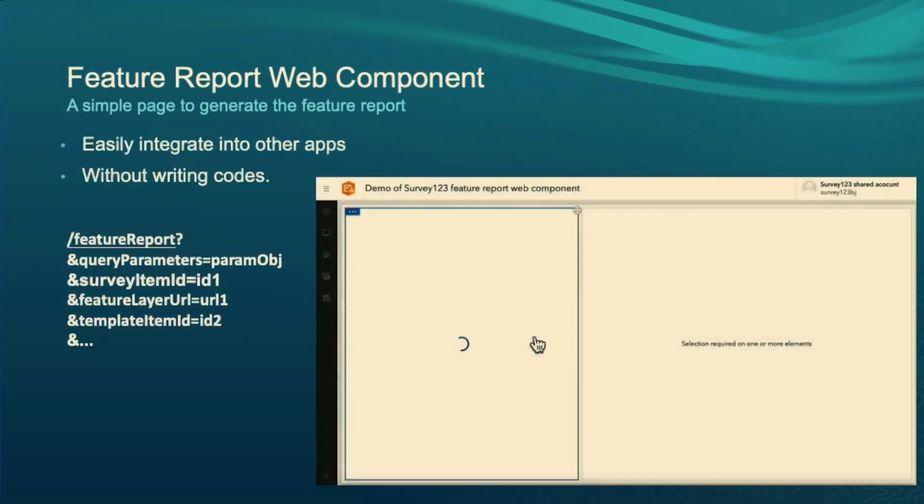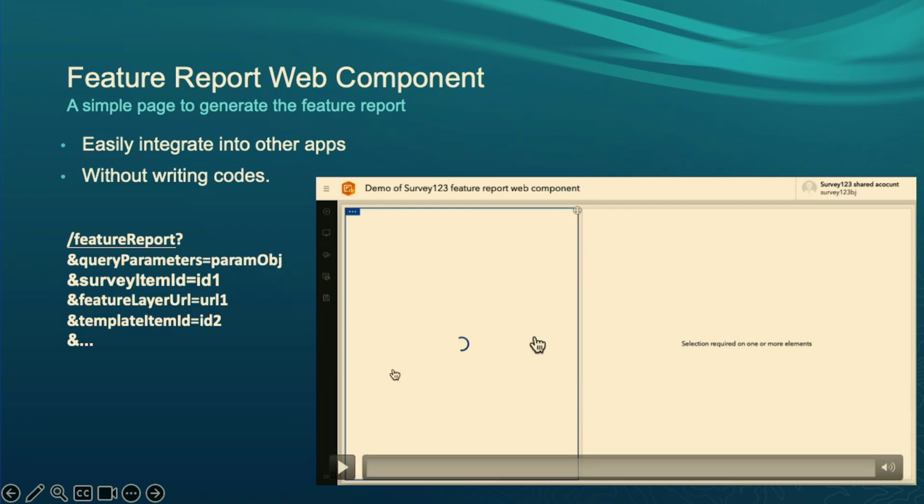Okay. Now we can use the feature report component in our application, but sometimes we want to integrate it into ArcGIS apps like Dashboards or Survey maps. But there's no way to do this because they only support embedding content by URL. We will provide a simple page. We can use it to easily integrate the feature report into other apps without writing any code. Just move every parameter mentioned before to the URL parameter, and everything is ready to go.